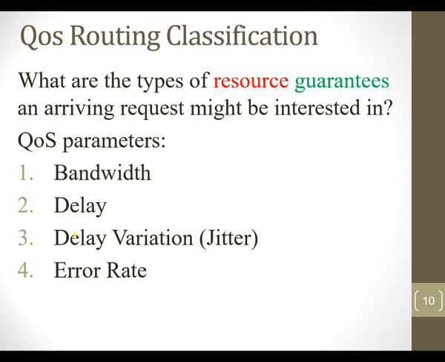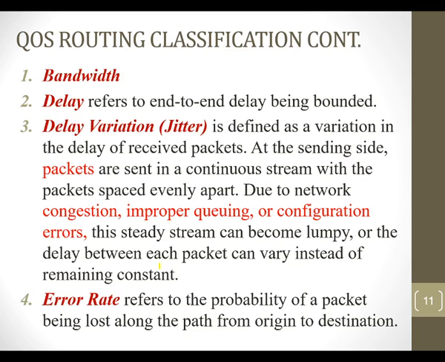An arriving request for resource guarantees might be interested in: 1. Bandwidth guarantee, 2. Delay bound, 3. Delay jitter bound, 4. Unacceptable packet loss. Let us explain these parameters that we have mentioned in the previous slide.